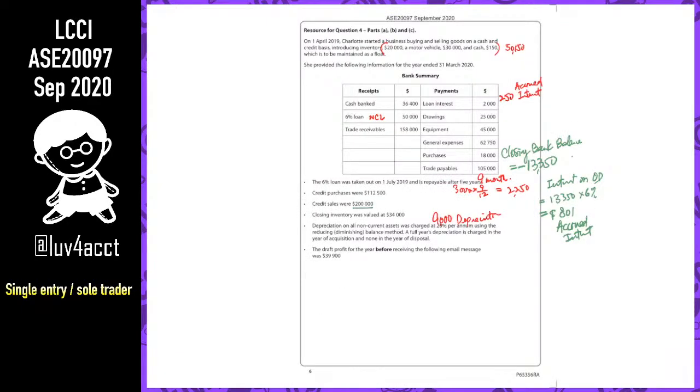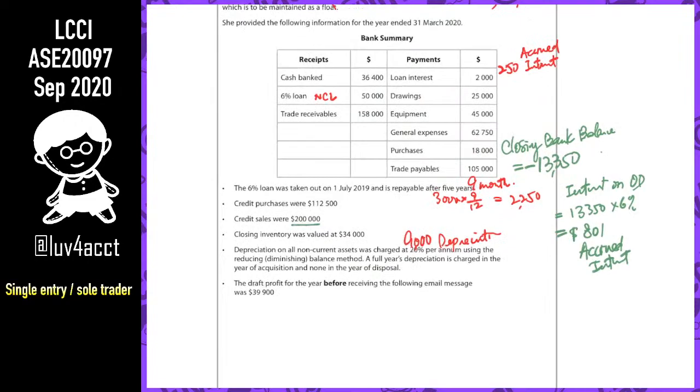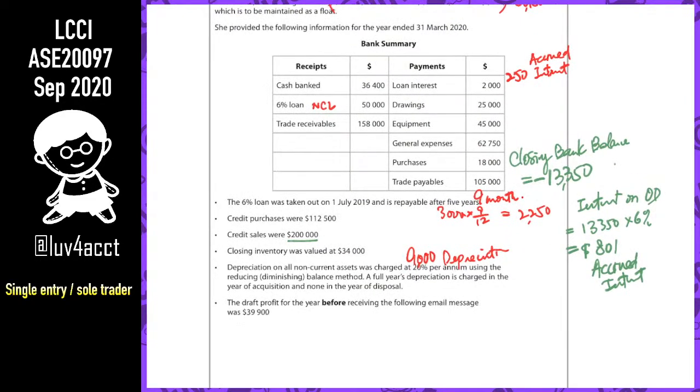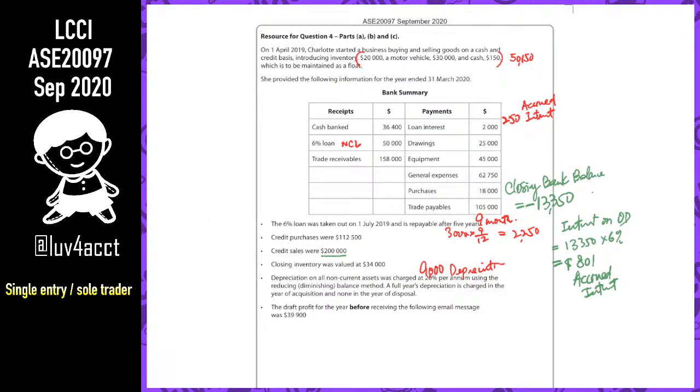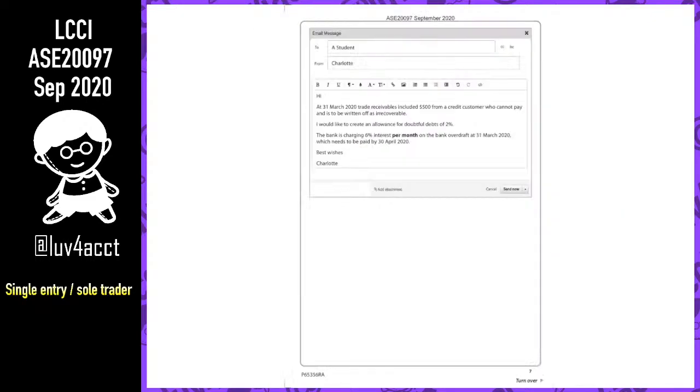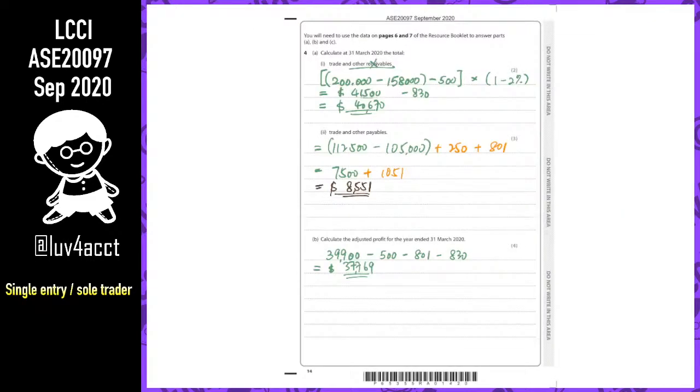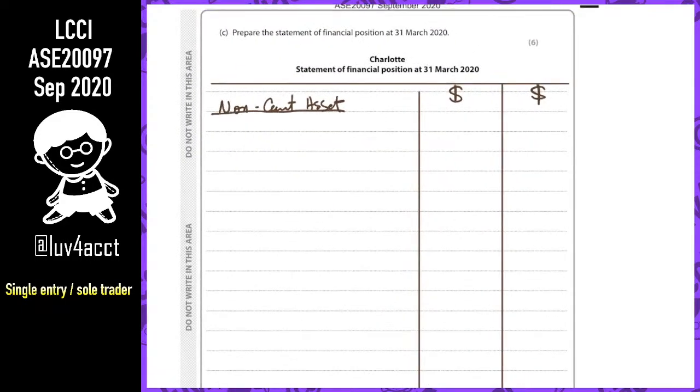So let us go back to the equipment, 45,000, and we have calculated that the depreciation is 9,000. We also have the motor vehicle, 30,000. Two classes of non-current asset. It would be good for me to have the three columns.